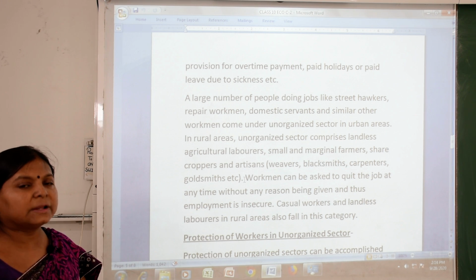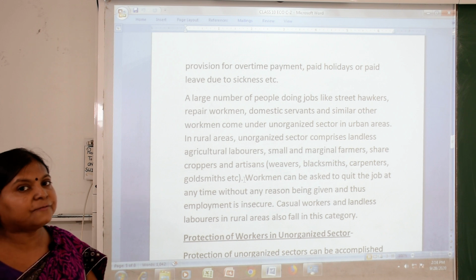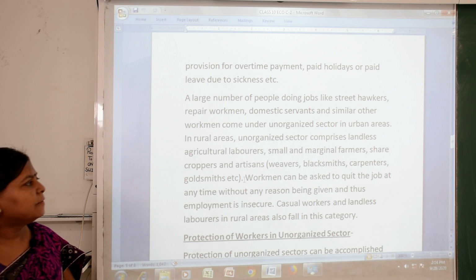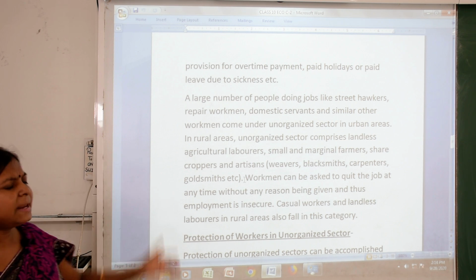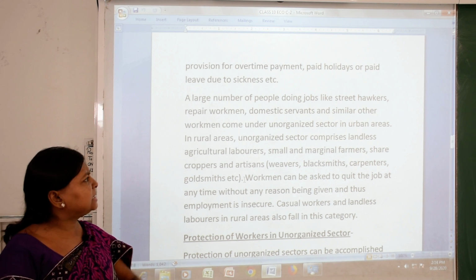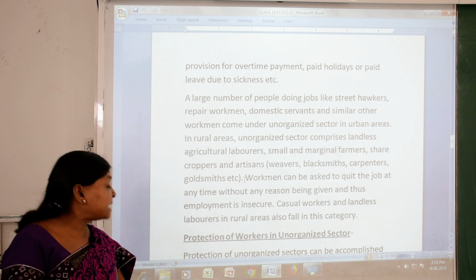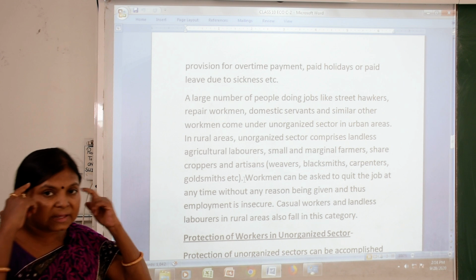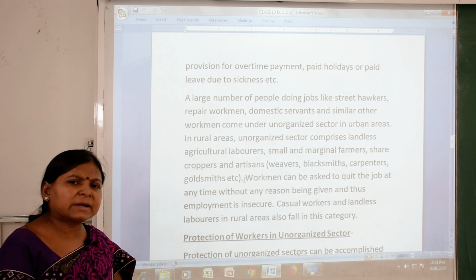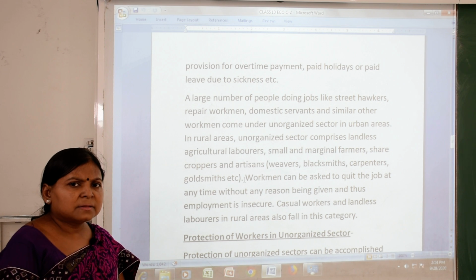Did you understand what the organized sector is, what its benefits are, and what the unorganized sector is? Now, one question comes: so many people in India are mostly engaged in this unorganized sector. One question comes to our mind: can there be some protection for these unorganized sector workers?